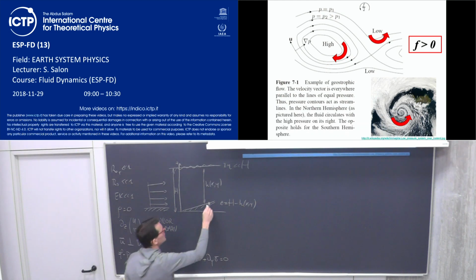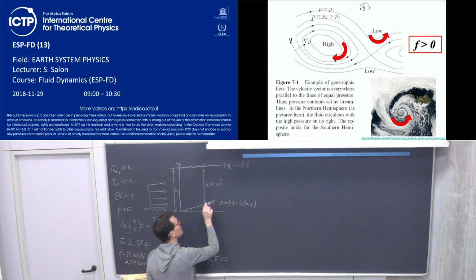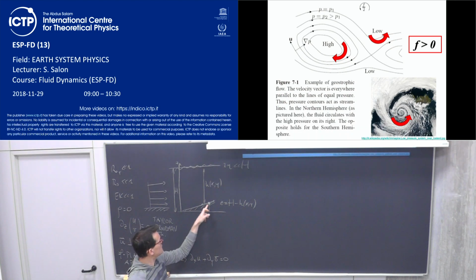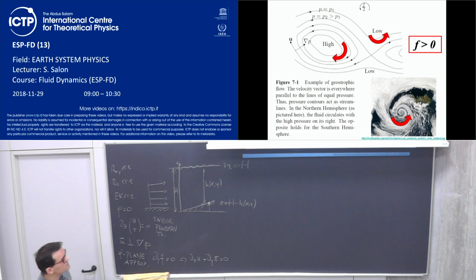Okay, so if I am a parcel here, would it be possible to climb up or to go down? This is the question that we want to answer today. So would it be possible that, being on this sloping bottom, the parcel will go up or will go down? What do you think? I mean, this is pure intuition. Go up.